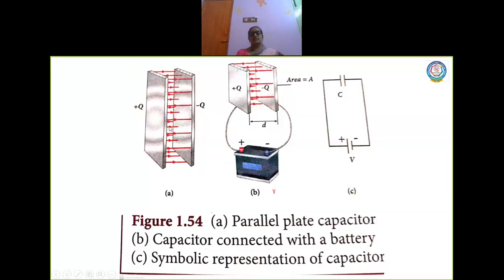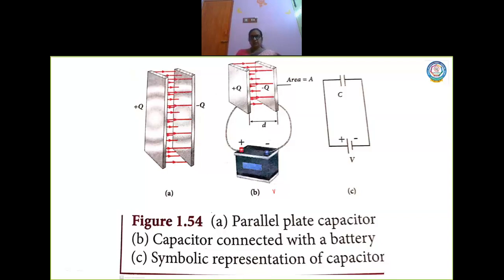So, there exists an electric field between these two plates. This is the first diagram, and the second diagram shows how the plates are getting charged when connected to an external power supply. You will have the charges getting accumulated in these plates. Is it clear, children? So, what happens when you increase the voltage?